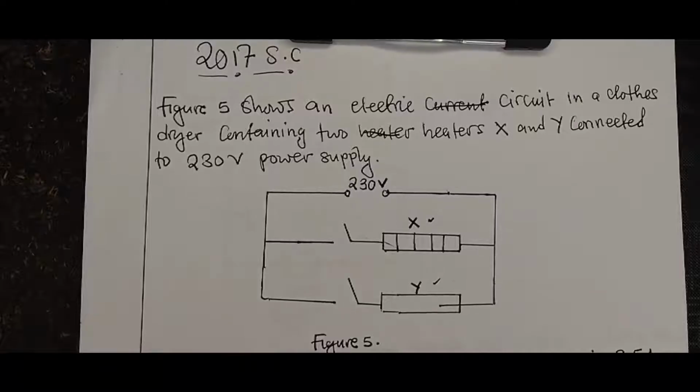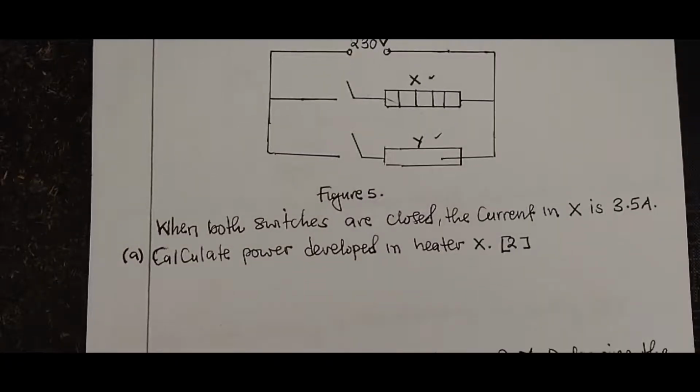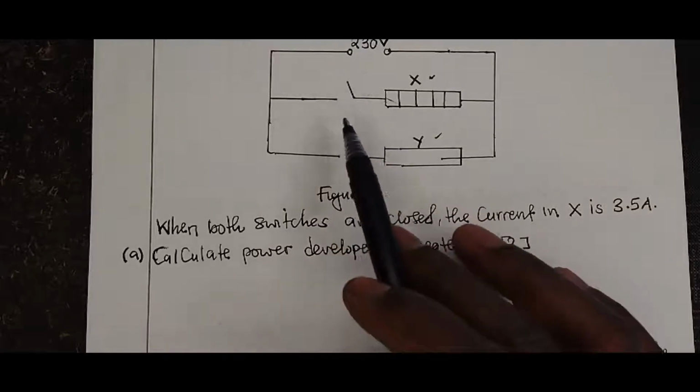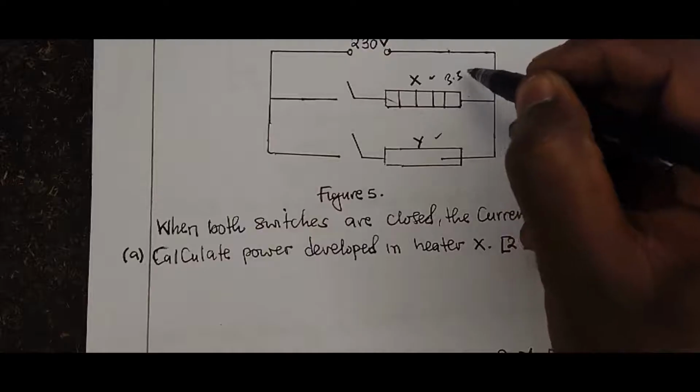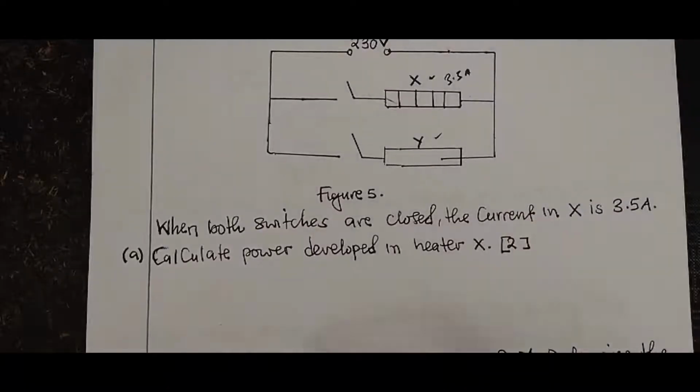What is the first question in this case? When both switches are closed, the current in X is 3.5 amp. That is, when we close these switches, the current in this one is 3.5 amp. Calculate the power developed in the heater X. So we are calculating the power in this heater.